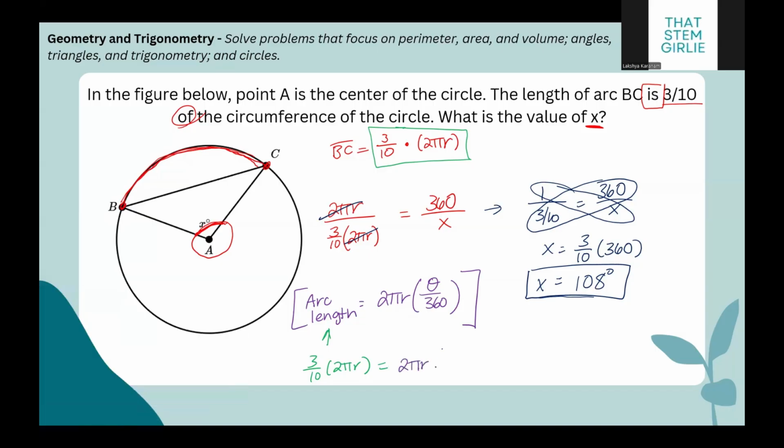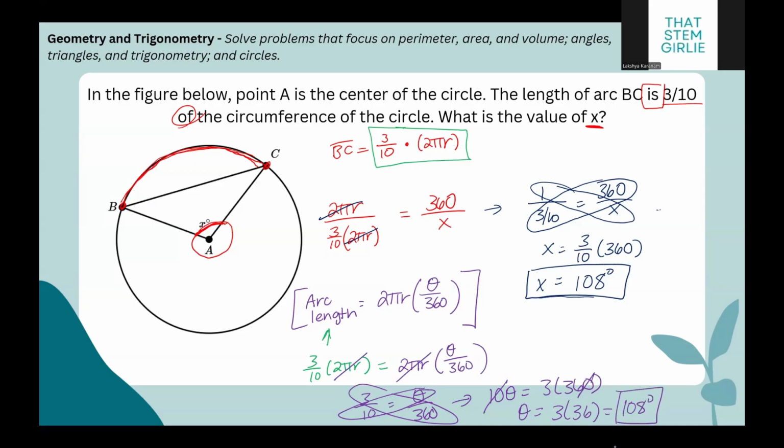2 pi r theta over 360. Then you'd cancel the 2 pi r's, and you end up with 3/10 equals theta over 360, which is awfully similar to this, right? Then if I do cross multiplication, I end up with 10 times theta equals 3 times 360. If I cancel this, I end up with theta is 3 times 36, which is the exact same thing, right? That's 108 degrees. So you could do it either way. You're going to end up with basically the same proportion.